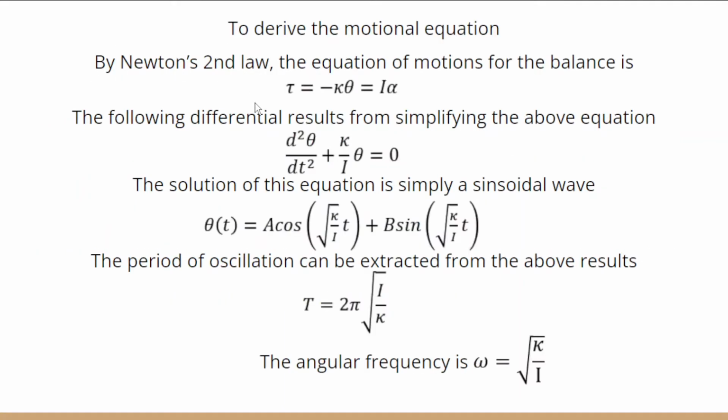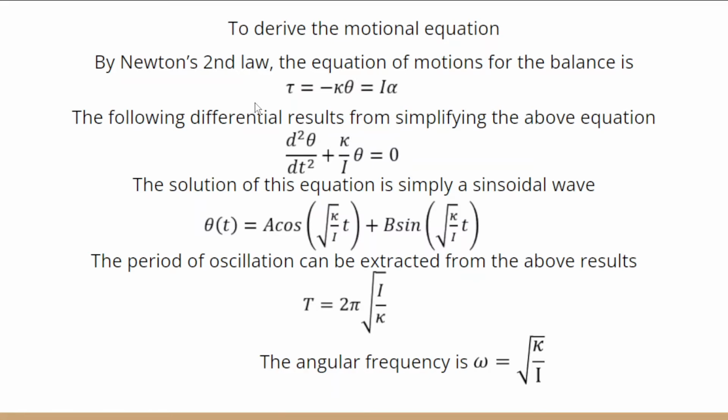To derive the equation of motion, we use Newton's second law. The restoring torque can be written as negative kappa theta, which also equals I alpha, where I is the moment of inertia and kappa is the spring coefficient. The following differential equation results from simplifying the above equations.